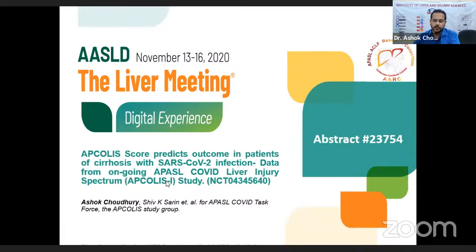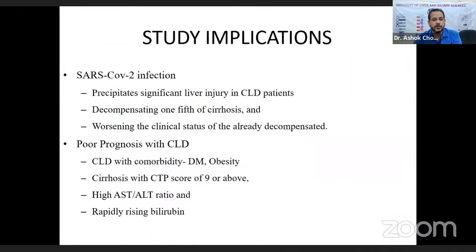And this is the study which we wanted to discuss. There are a few other data which I have from the APASL, but if the chair permits, we will discuss. Otherwise, we will close here. Thank you.